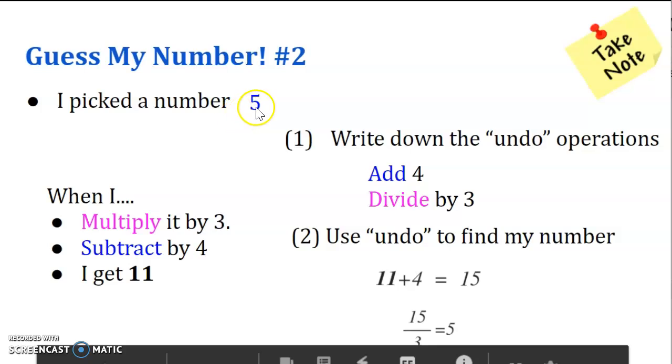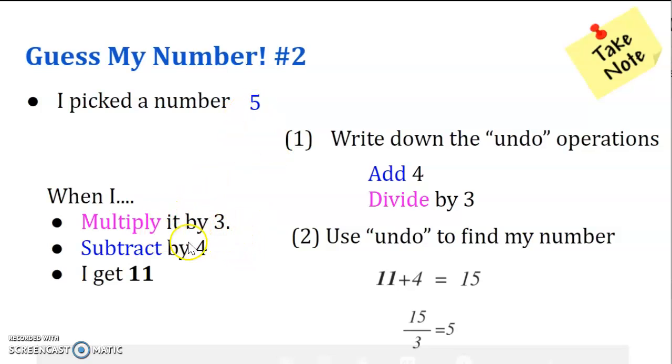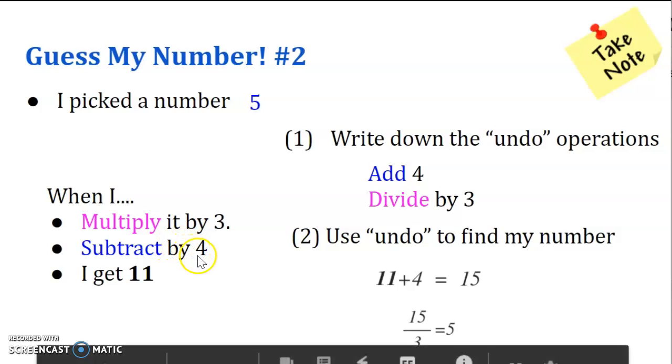And we can even check that. What if I just multiply 5 by 3? That's 15. And then 15 subtract 4, take away 4, is 11. And that's the number I get.